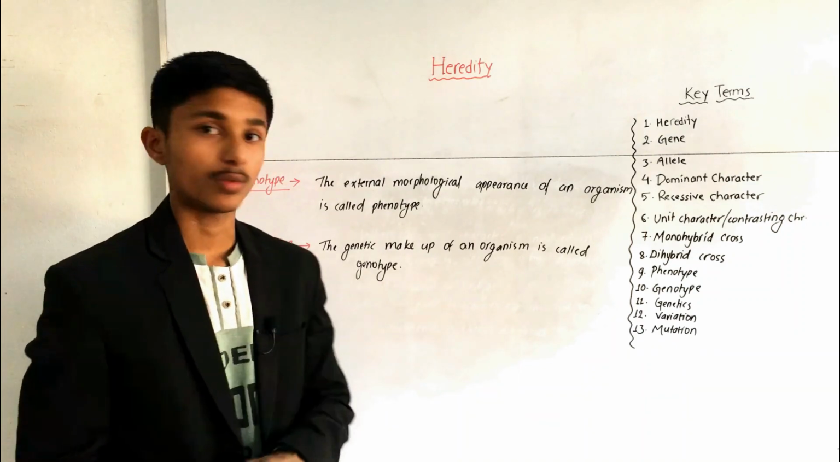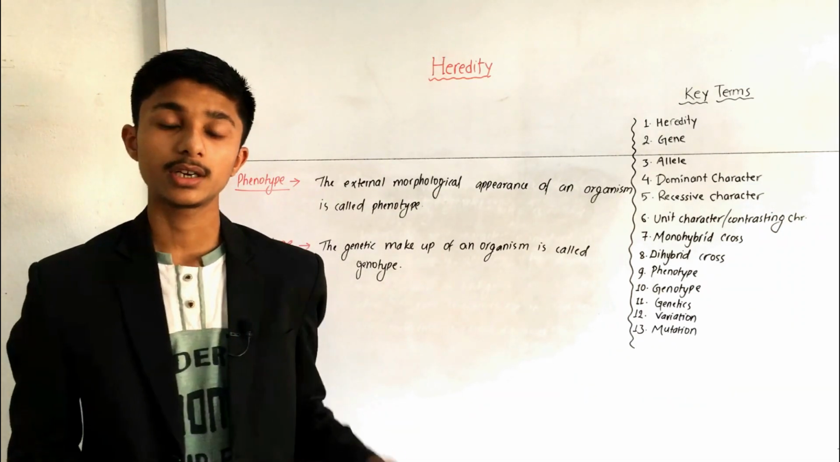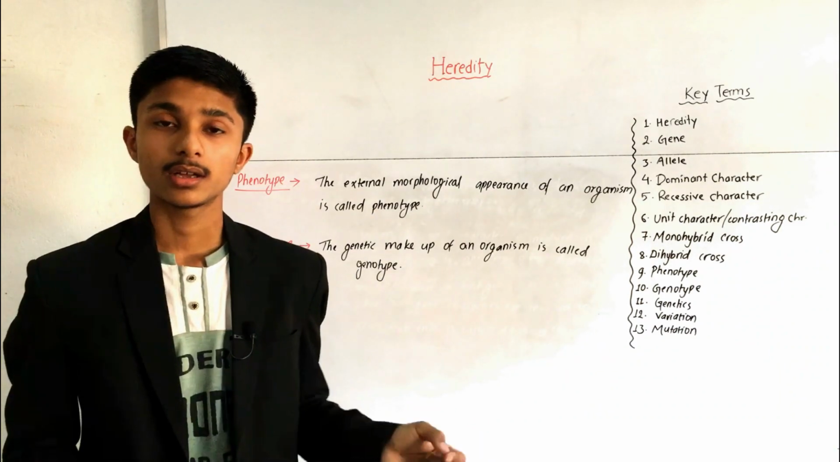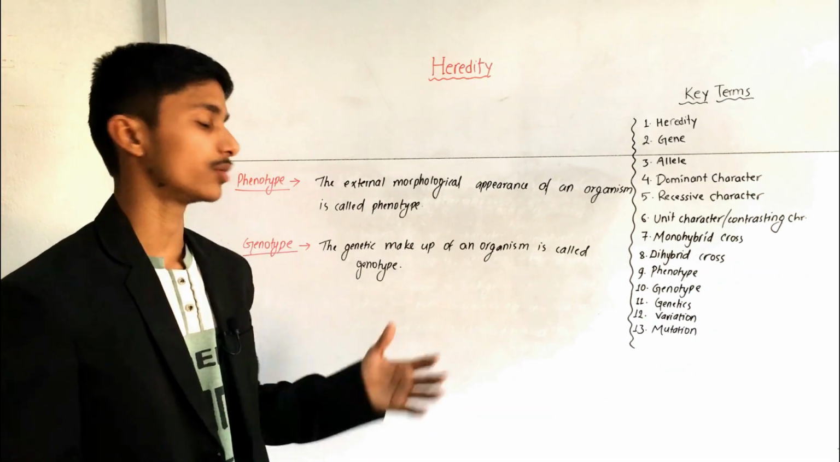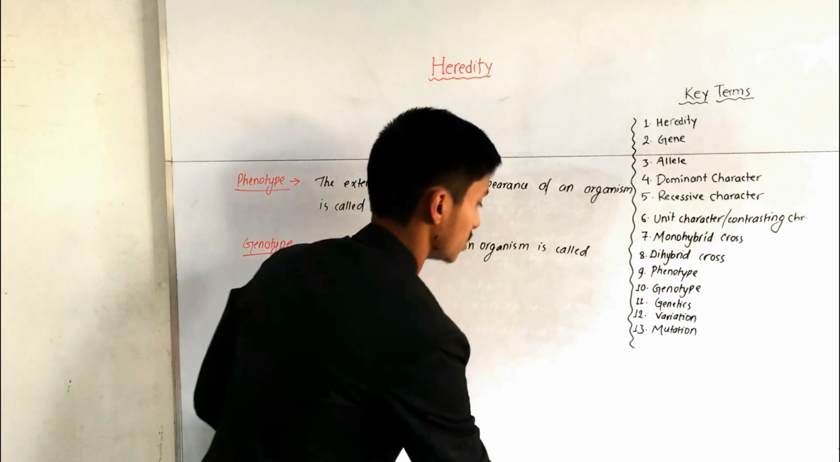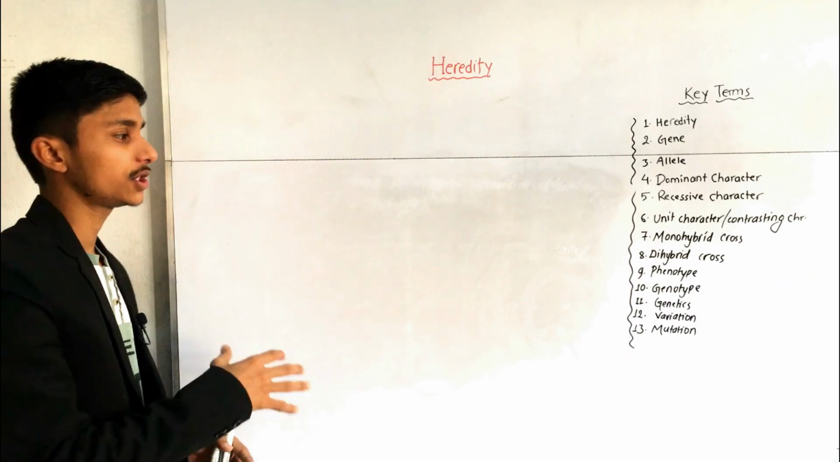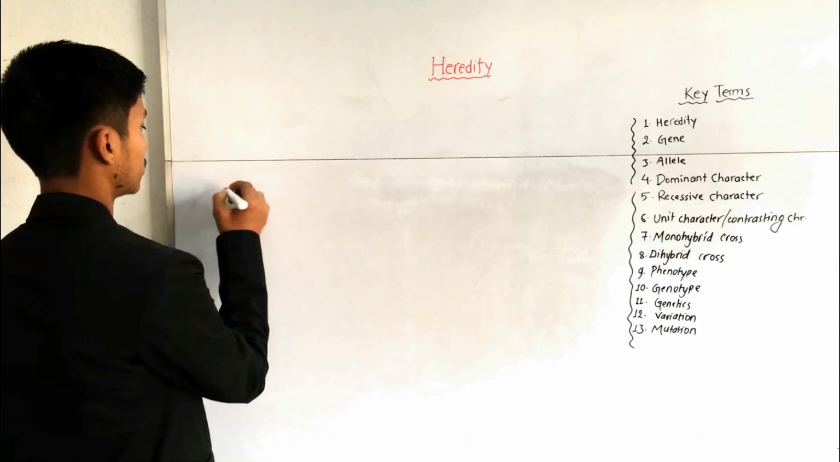Mutation. What is mutation? The sudden permanent change in the DNA or gene that alters the genotype or phenotype of an organism is called mutation. Okay, here we write its definition. Now we write the definition of genetics, variation and mutation.